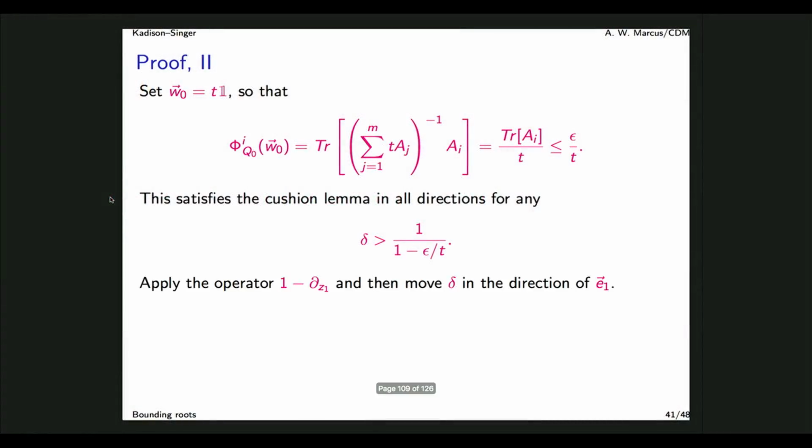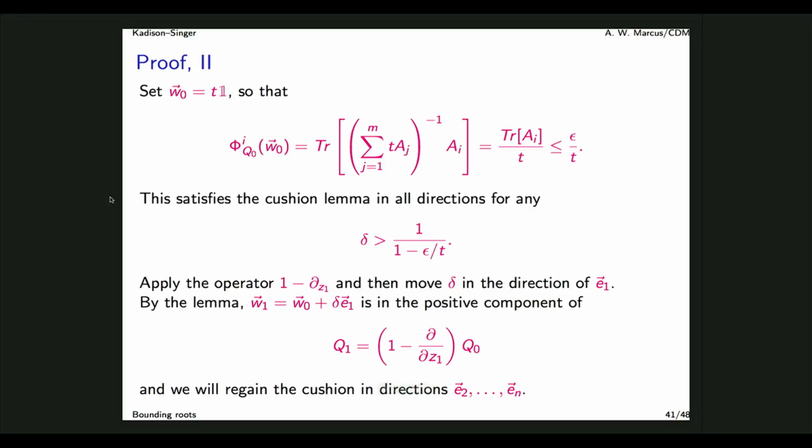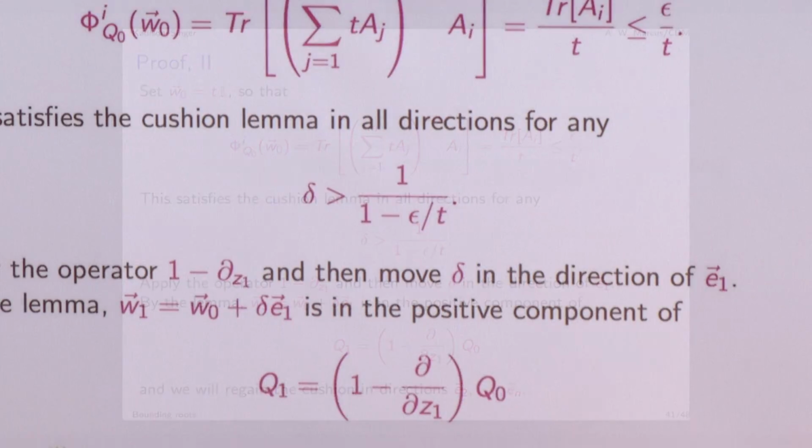And so when I apply the first operator, 1 minus partial z1, I can move this delta in the direction of e1. And by the lemma, the new point that I'm at, w1, is still going to be in the positive component of this new polynomial. And it's going to have regained whatever this delta cushion was in all of the other directions.